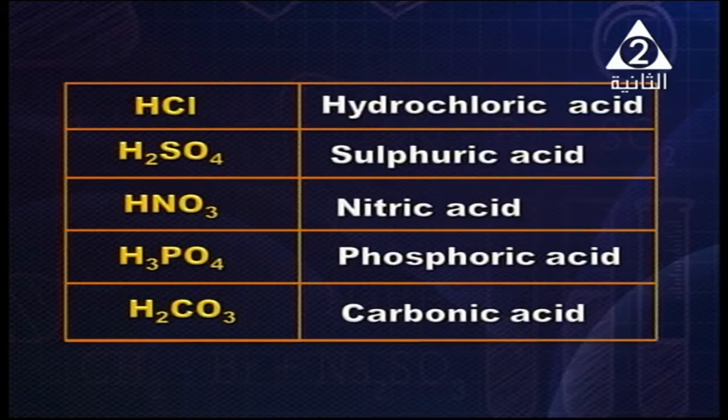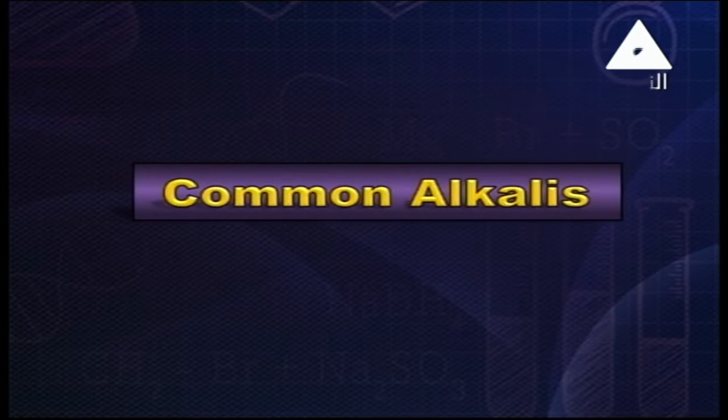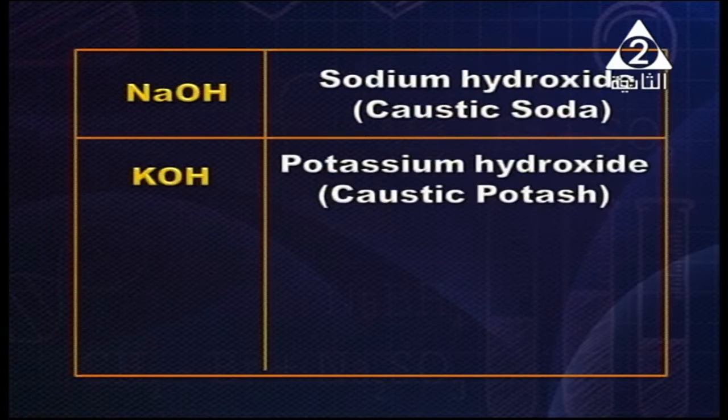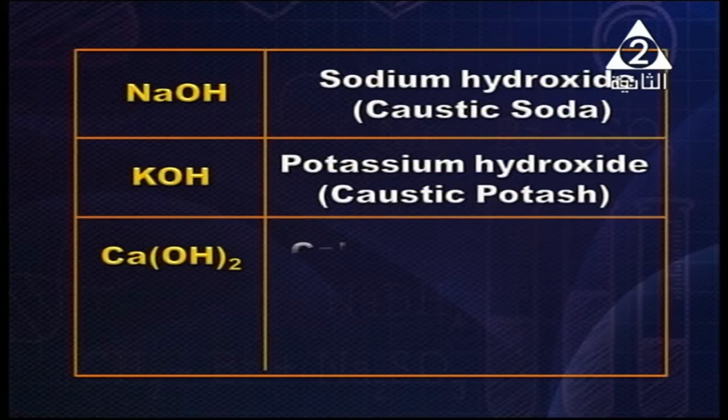Look at this. When I come to the common alkalis, it's the same. You use different ones. Sodium hydroxide, NaOH. It has a special name, caustic soda. When you say caustic soda, it's sodium hydroxide, NaOH. KOH, potassium hydroxide, caustic potash. You have two: caustic soda, caustic potash, sodium hydroxide, potassium hydroxide.